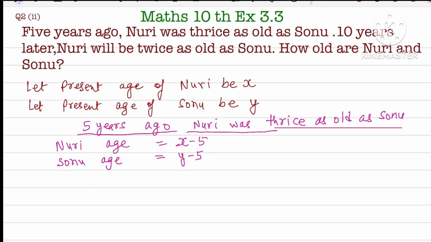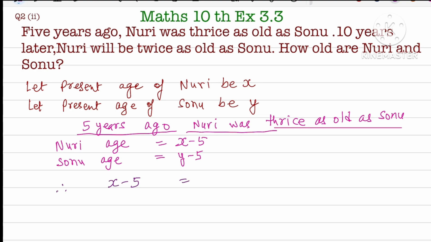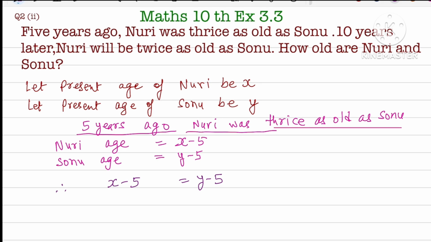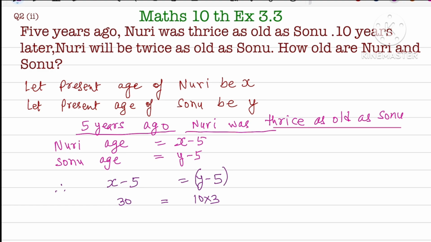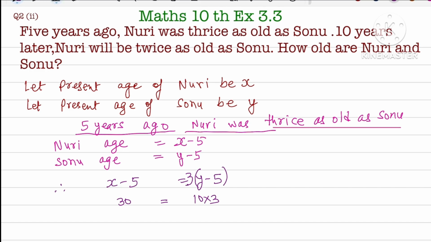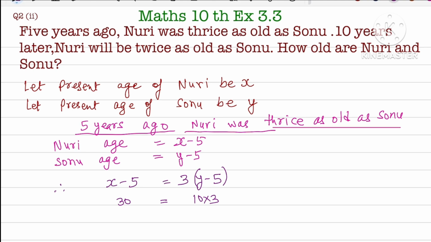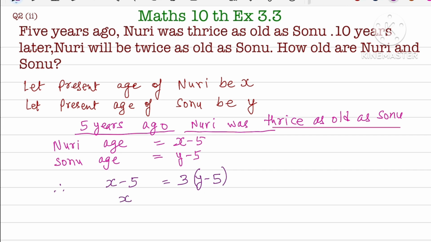So we can write this equation as X minus 5 is equal to Y minus 5, and who is 3 times? Nuri is 3 times. So if Sonu is 10 years, Nuri is 30 years. We are using equal to sign in the middle, so to make it equal, we have to multiply age of Sonu by 3. So now both would be equal. If this is 30, that would also be 30. That was just for using the example.